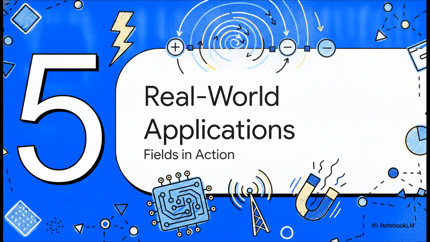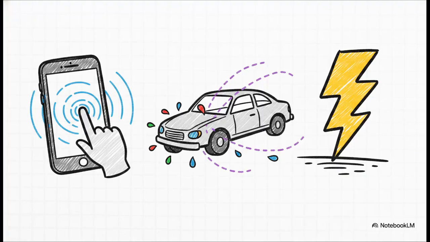Part 5. Real-world applications, fields in action. So why should we care about all this invisible math? Well, because it's essentially the operating system of the real world. Without electric fields, the touchscreen on your smartphone would be completely useless. It literally relies on changes in the field to know where your finger is tapping. Air purifiers use these fields to statically charge and grab microscopic dust and smoke particles right out of the air. Car manufacturers use electrostatic painting, creating a field to pull paint droplets perfectly onto the metal frame, which drastically cuts down on waste. It's the exact same physics driving billion-dollar particle accelerators, and it's the very same force building up in storm clouds right before a massive lightning strike.